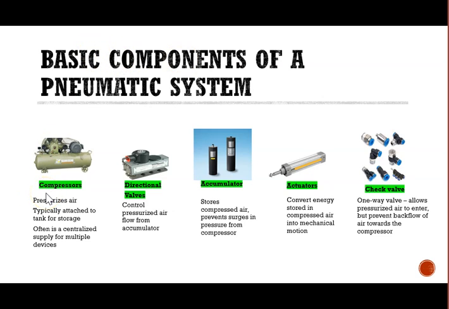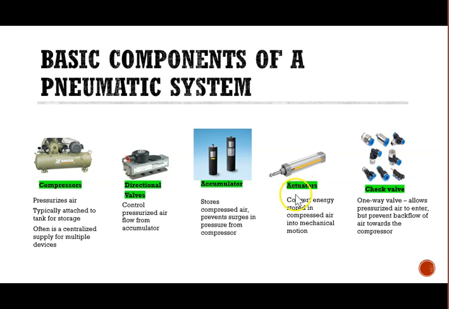Compressor. Okay, the function of the compressor is to pressurize the air. And then we have the directional valve, which controls pressurized airflow from the accumulator. The accumulator stores the compressed air from the compressor, and it will control or prevent surge if there are changes in pressure before the air goes into the directional valve. Okay, and from the directional valve we go to the actuator.